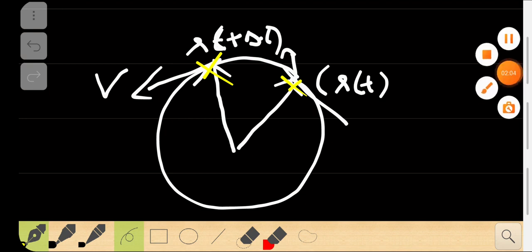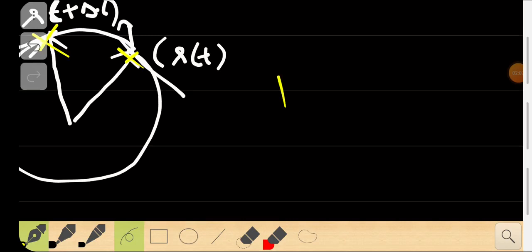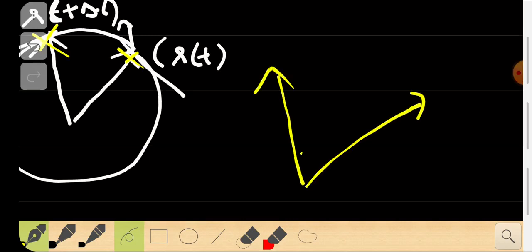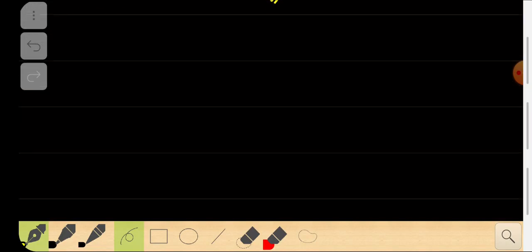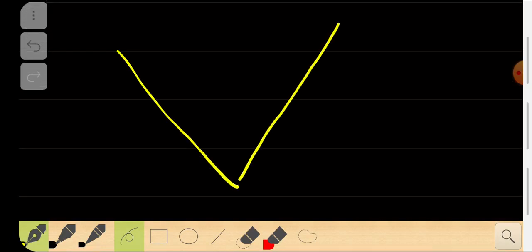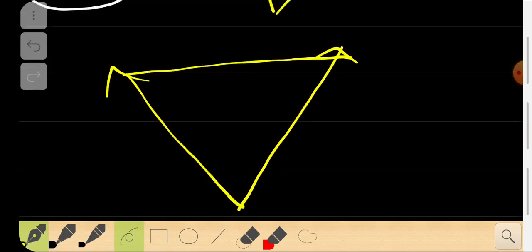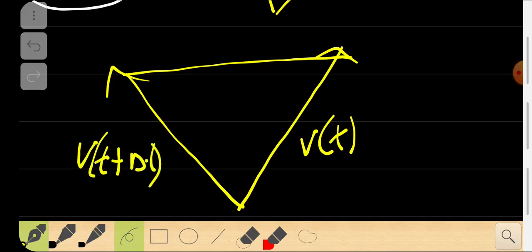So what we can do now is consider these as velocity vectors, with an angle theta in between, and now with these two velocity vectors you can draw a triangle. So this is v of t at time t, and this is v of t plus delta t. That's what happens to the velocity after some time, and there is an angle theta in between.